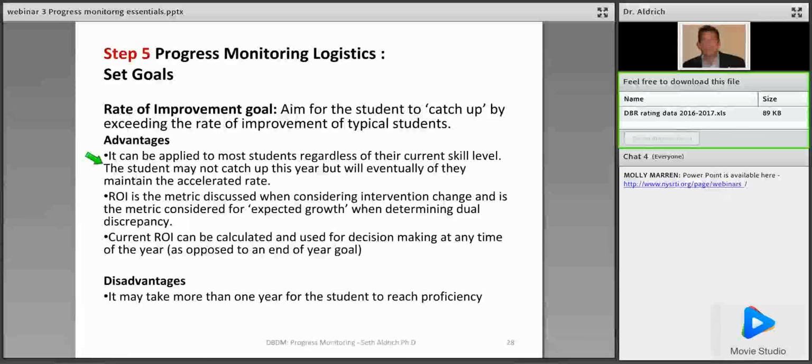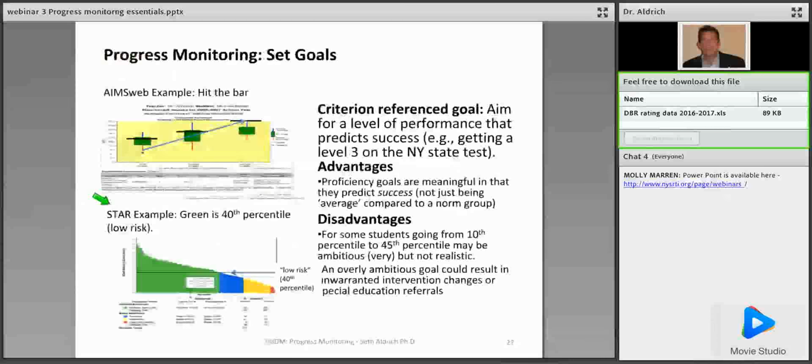And so the advantage of these rate of improvement goals is they can be applied to all students regardless of their skill level. And again, we're going to look at some examples of this in just a second. It's also a metric at any point in the year. If I set a goal to say, at the end of the year, I want Johnny to be at 110 words a minute, unless I'm really looking at where they are on the rate of improvement, in November or January or March, 110 doesn't mean anything. I need to know whether they're on track to get to 110.